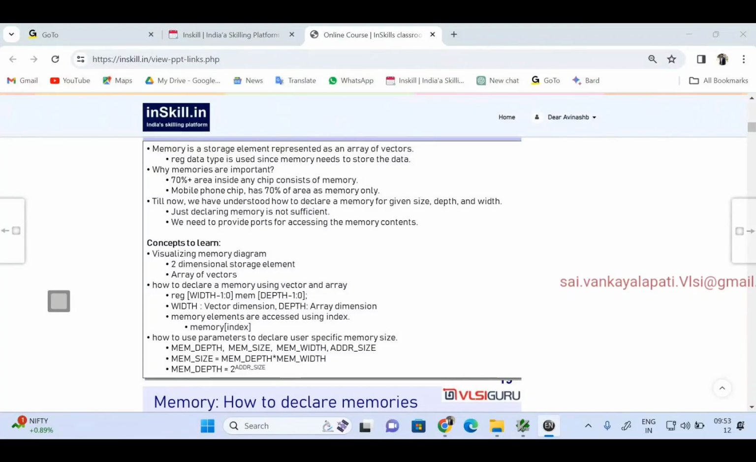Whenever it is required to do some process, we write the data to the memory, we do the process, then we read it. We write it, then we read it. So a mobile phone chip has 70% area of the memory only.